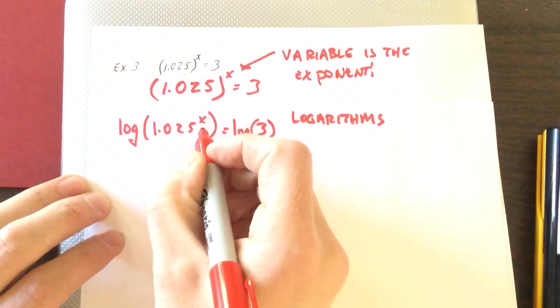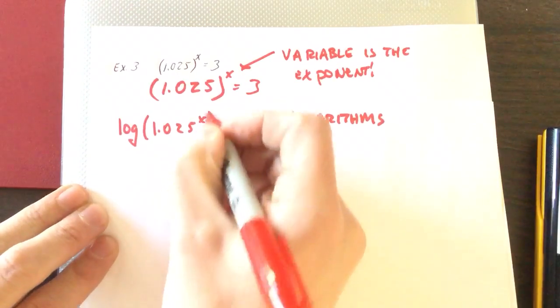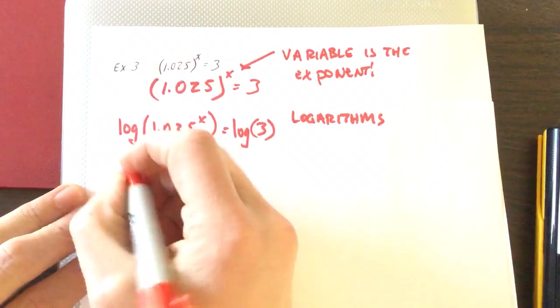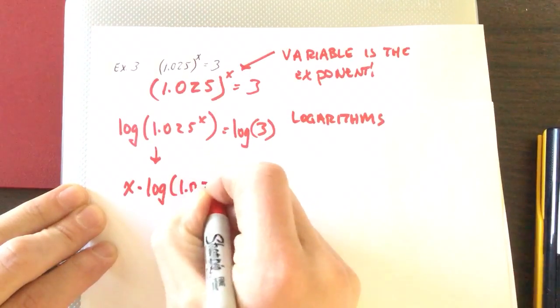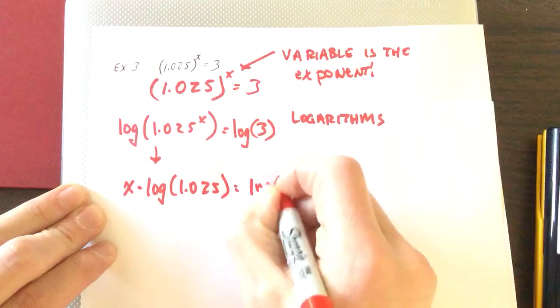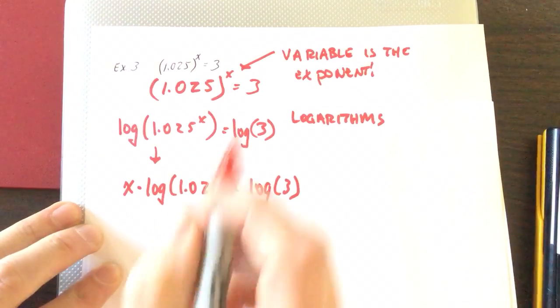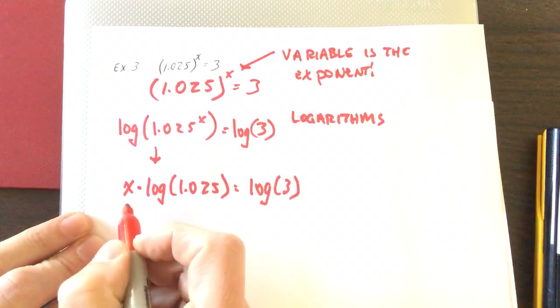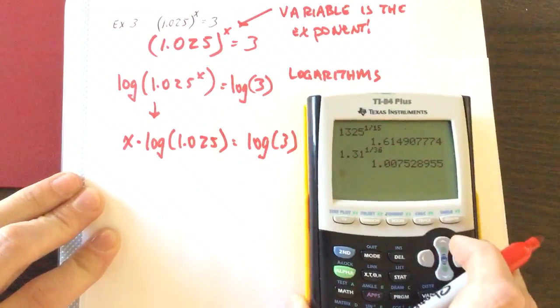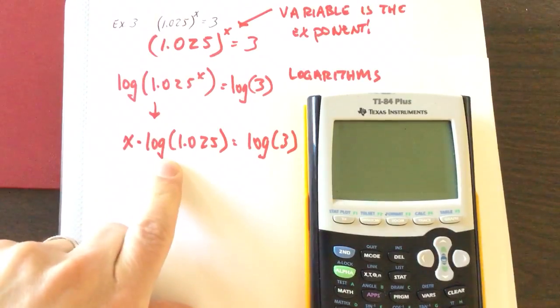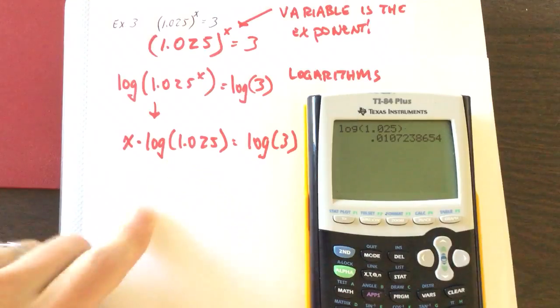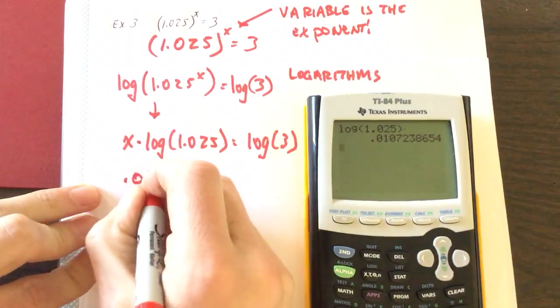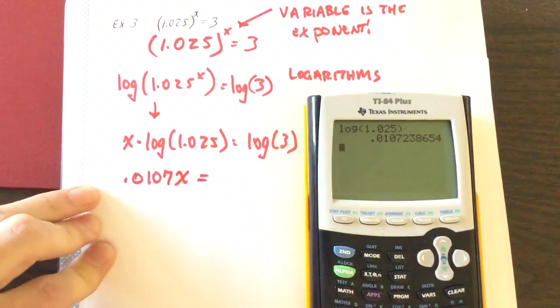This was one of those properties of logarithms. An exponent inside of a log comes out front, turns that into multiplication. So this turns into x multiplied by log 1.025 equals log 3. No more variable in the exponent, it's multiplication. Now log 1.025, that's just a number. So I can type that into the calculator, log 1.025. I get some decimal. So this is actually 0.0107x equals log of 3.